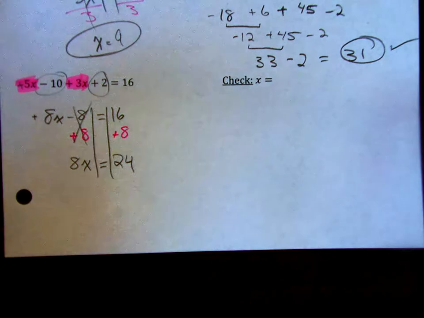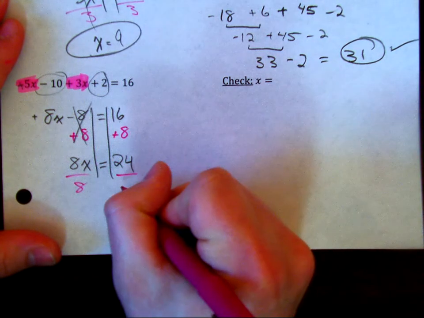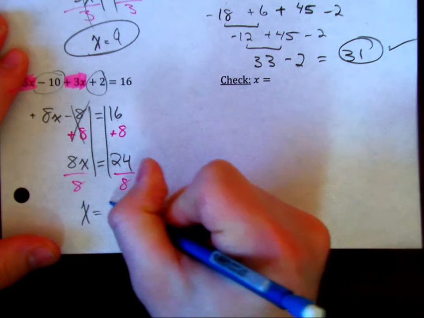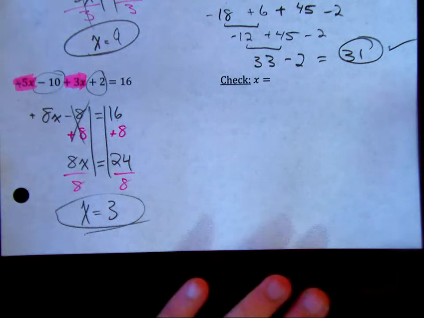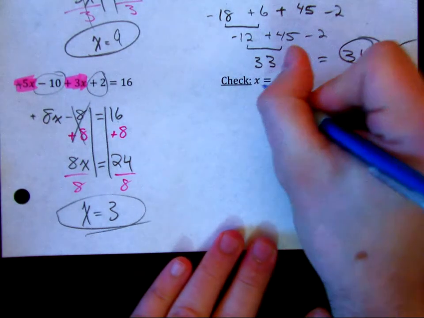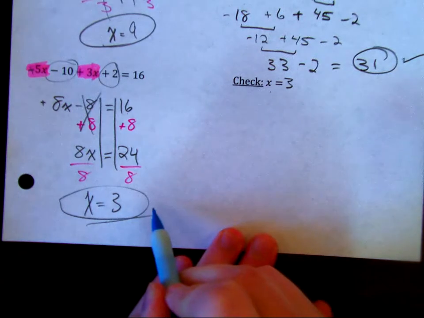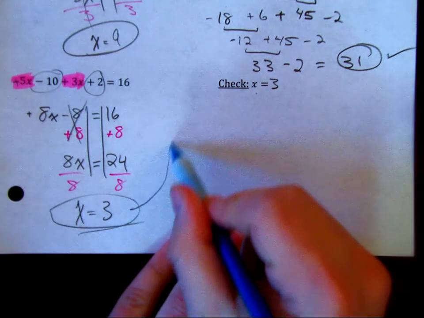Very good. Always divide by the coefficient, and so we can divide both sides by 8. And so we say that x equals 3. To do the check, you do your back substitution. So we check using x equals 3, which is what we had as our answer. As soon as you can solve, we just go from this point to check.